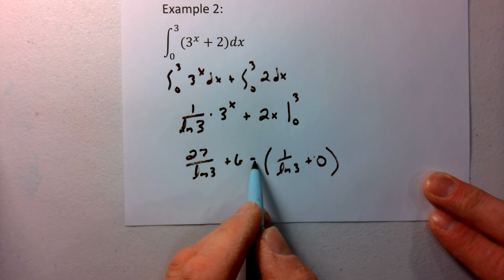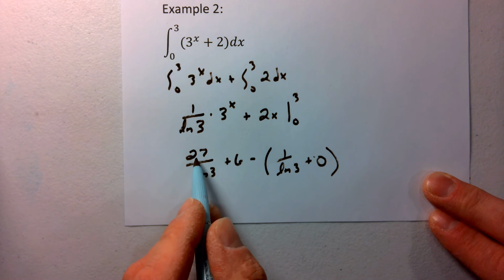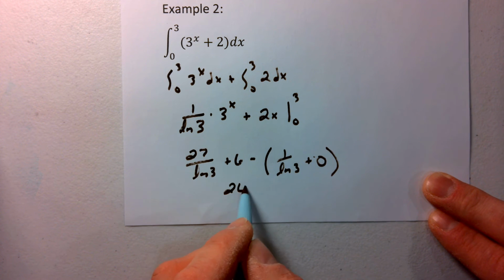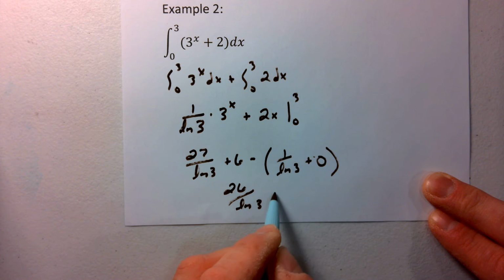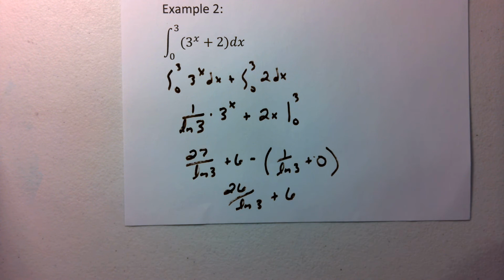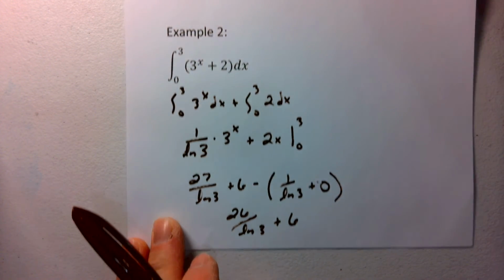So I get 27 over the natural log of 3 plus 6 minus 1 over the natural log of 3. I can go ahead and distribute that negative if you want, and 27 minus 1 gives us 26 over the natural log of 3 plus 6. And again, we could put this into the calculator. I expect that you could all throw it into the calculator to get the approximation, so I'm not going to go through that process right now, but I do expect that we can put that in the calculator and get the approximate value.